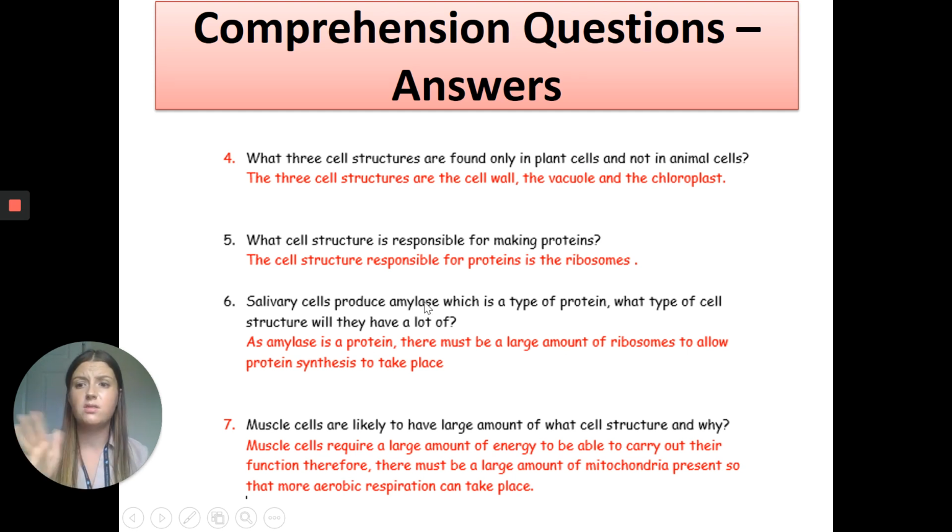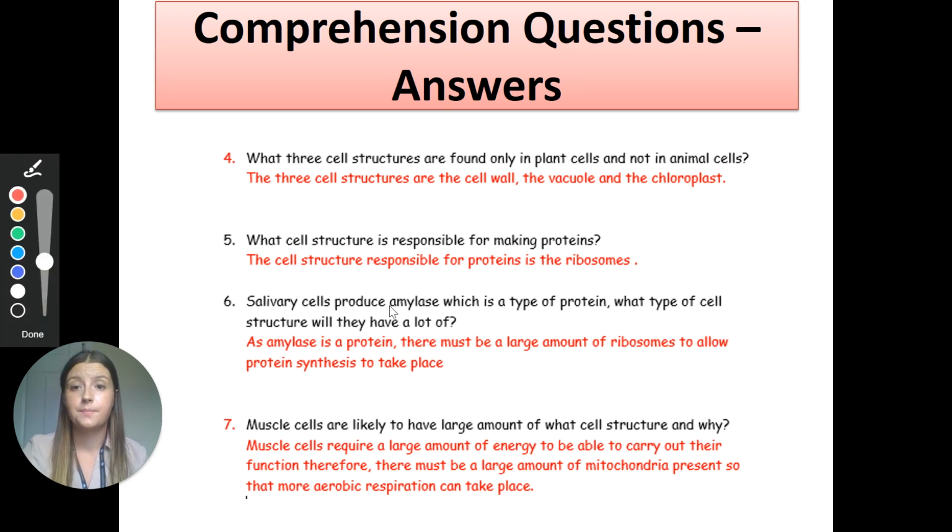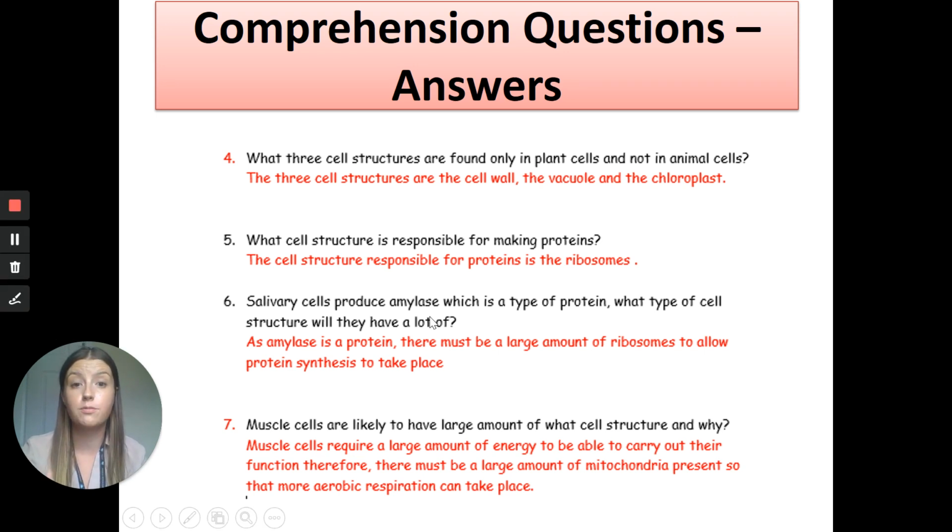However, if you don't know that, or you've forgotten that information, if we take out that part which is a type of, so if I physically take it out so we can see, I've taken that out: type of protein, what type of cell structure will they have a lot of? We can pretty much deduce from there that if it needs a lot of protein, they're going to have a lot of ribosomes to produce that protein, to synthesize it. You might also think there must be a lot of mitochondria because that's quite an energy heavy process.